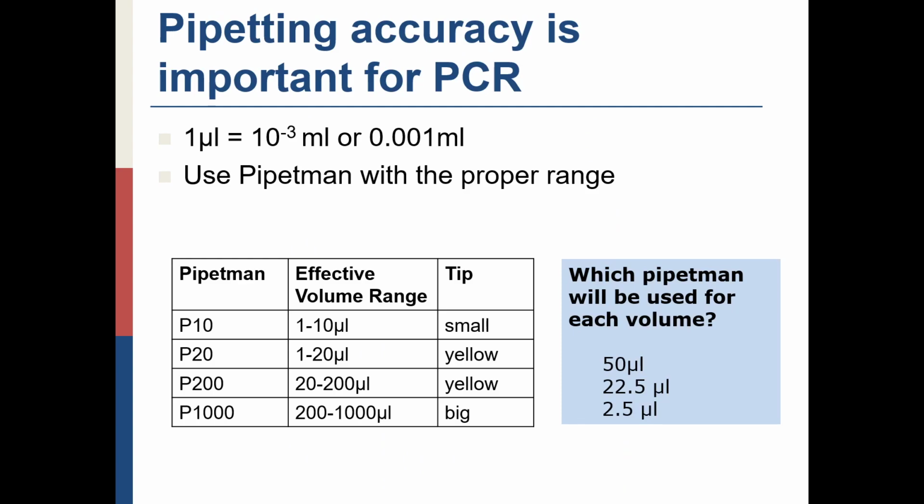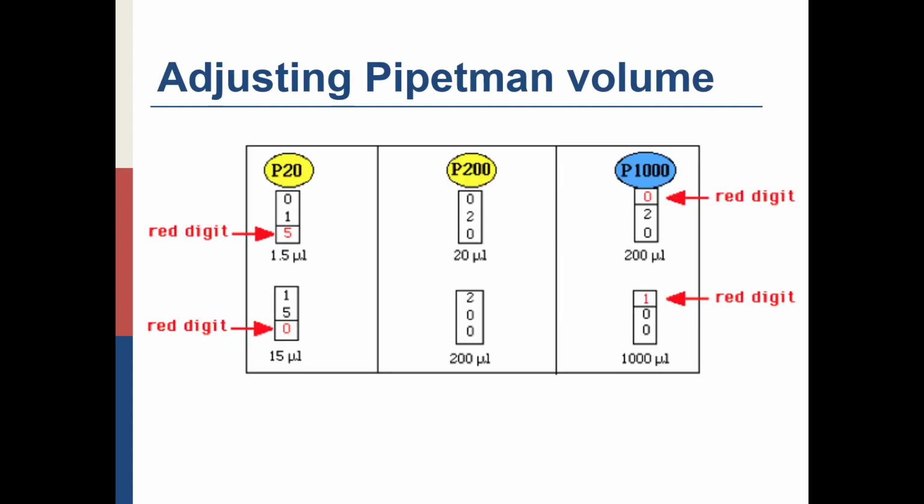Okay, then here's your pipetting. Accuracy, not a huge deal. And then when you're adjusting the pipette volume, make sure to keep everything in mind. So we have P20, P200, and P1000. Depending on which one you're using, it's going to be a different number. You have to keep that in mind.